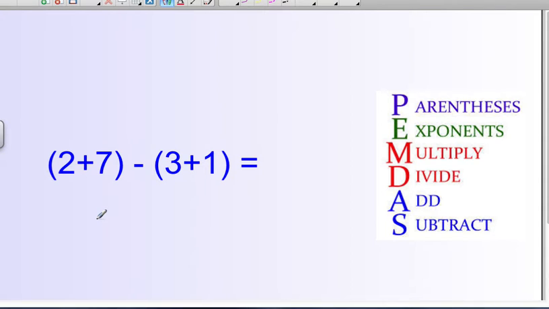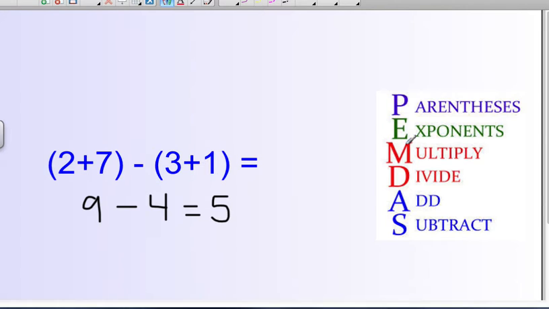2 plus 7 in parentheses minus 3 plus 1 equals what? Are there parentheses? Yes, there are parentheses. 2 plus 7 is 9. And I'm going to write the rest of this out. And then 3 plus 1 is what? You are right, it's 4. So 9 minus 4 equals 5.